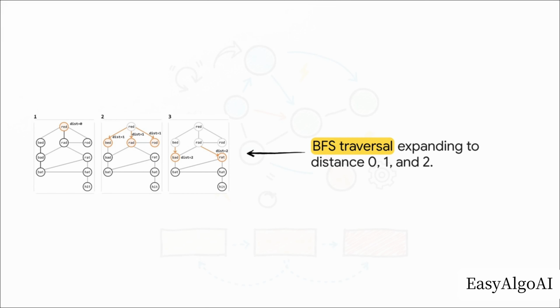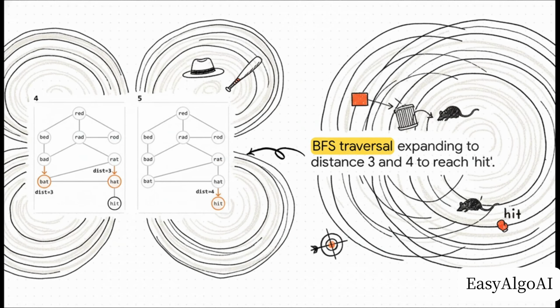Starting at distance 0 with red, our search ripple expands to the immediate one-letter neighbors at distance 1, which are bed, rad, and rod. Then it pulses outward again to distance 2, grabbing nodes like bad and rat. You can really see how evenly it searches across the entire breadth of the graph. The ripple just keeps expanding. We hit distance 3, finding bat and hat.